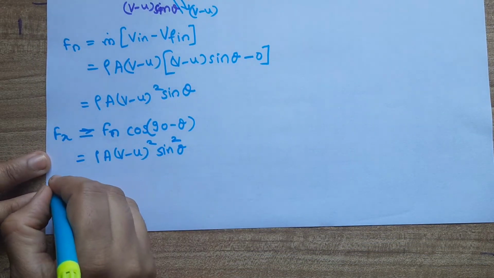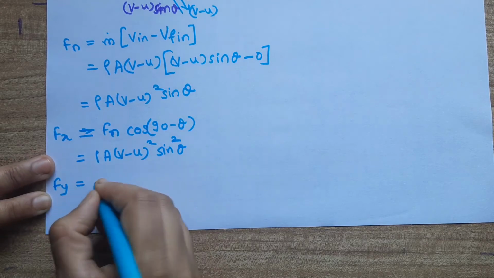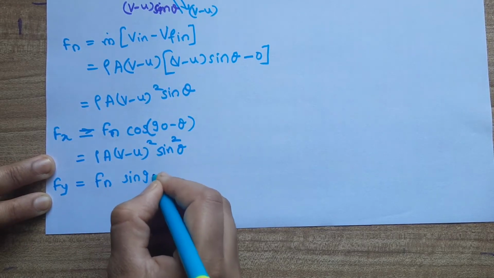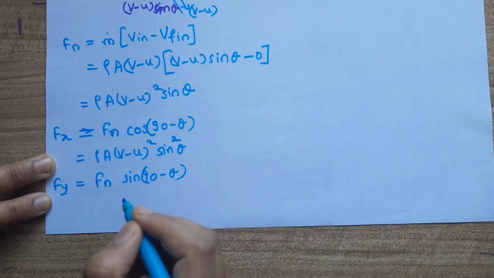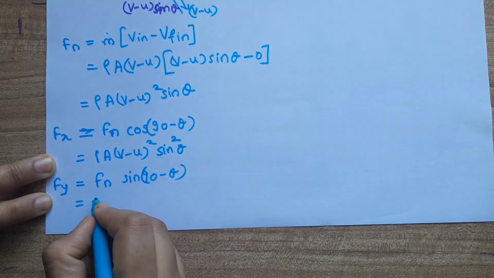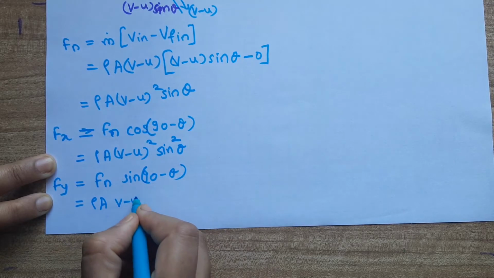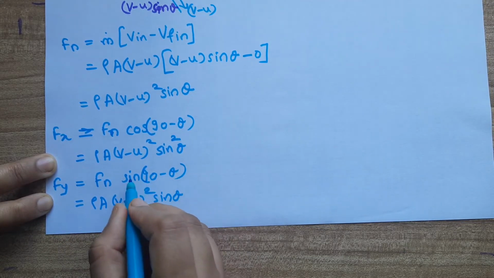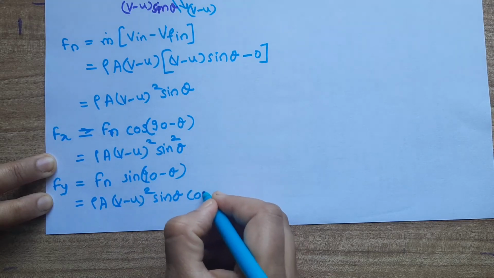Similarly we can find the Fy. It will be equal to Fn sine of 90 minus theta. Again by putting the value of Fn, rho a (v minus u) square sine of theta, and this sine of 90 minus theta means cos of theta.